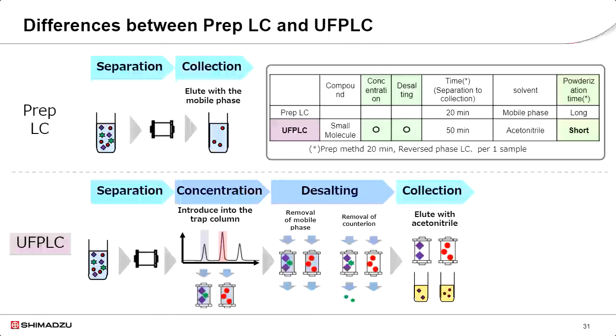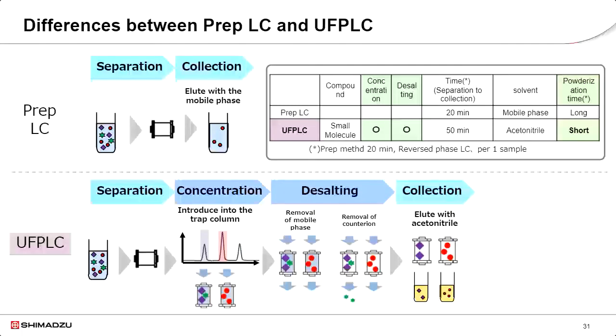In conventional purification LC, samples that have been separated in the column are collected directly using a fraction collector. In contrast with UFPLC, as demonstrated on the previous slide, after being separated in the column, the separated components are directed into a secondary column called a trap column, where they're retained. Following this, desalting with ultra-pure water and free base treatment with ammonia water are carried out. And finally, the components are recovered using an organic solvent solution, such as acetonitrile. The trap column can accommodate up to 5 units, allowing separate retention of 5 different components in different trap columns.